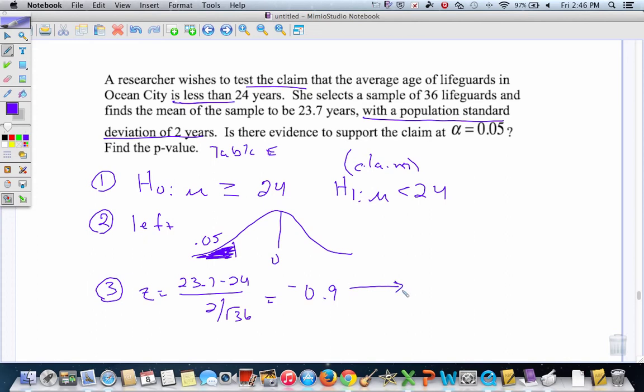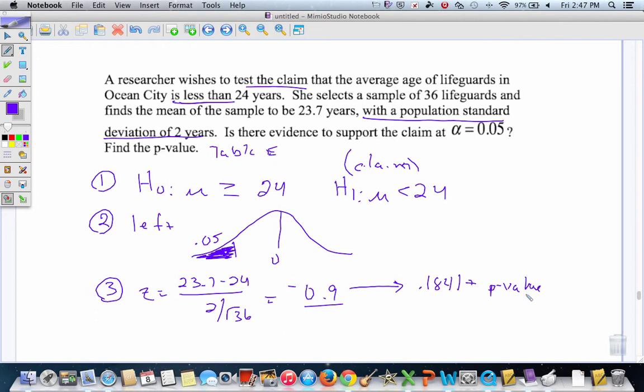Here's where we have another change, our biggest change. We're going to go to table E and look up the area for -0.9. That area is 0.1841. That's that 4-digit number using this as our z-score, as our test value. And since we have a left-tailed test, this 0.1841 is also the area to the left. That makes it our p-value.